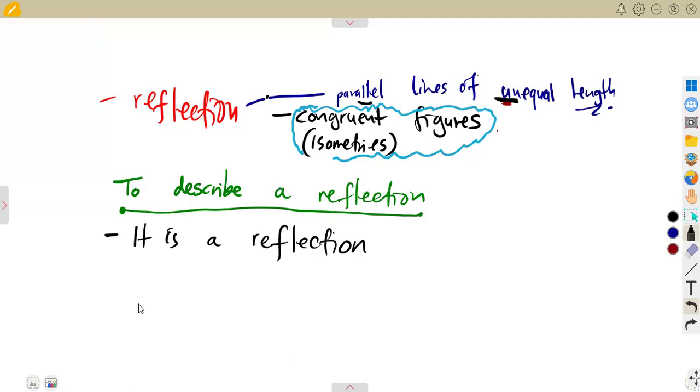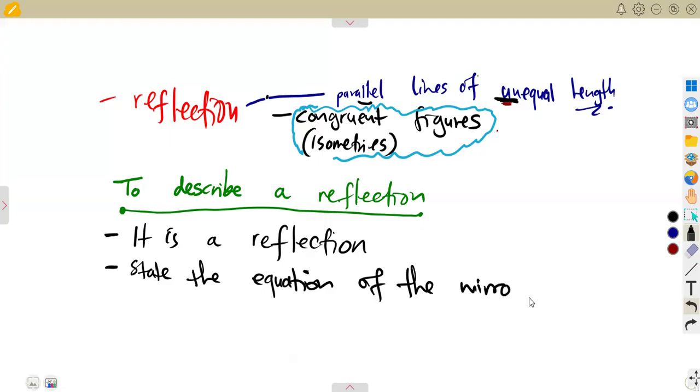And what we saw on a translation, there was a translation vector there. On a reflection, there is no reflection vector. No. On a reflection, there is what we call the equation of the mirror line. So you must determine the equation of the mirror line. So also state here the equation of the mirror line. So these are the two things that you need. The equation of the mirror line.